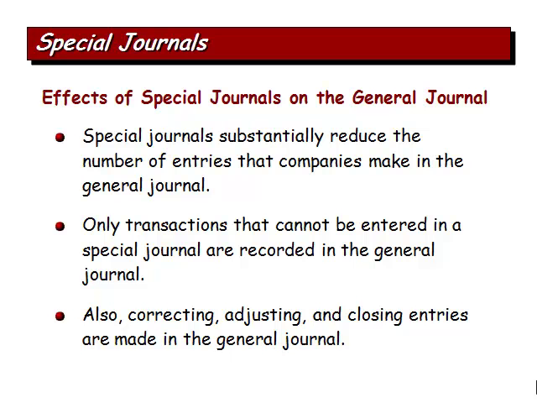The routine stuff, buying and selling, all gets recorded in special journals, and we're not apt to make mistakes there. It's the complex, unusual transactions where we're apt to make mistakes. They get recorded in the general journal. It's easy for somebody to review what we've done in the general journal. And finally, correcting, adjusting, and closing entries are made in the general journal.